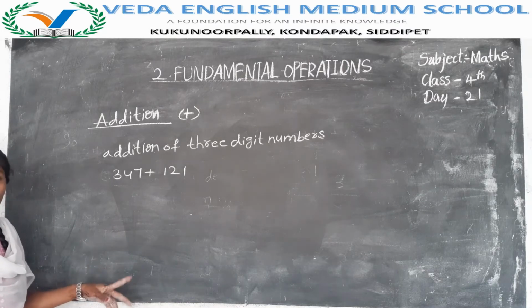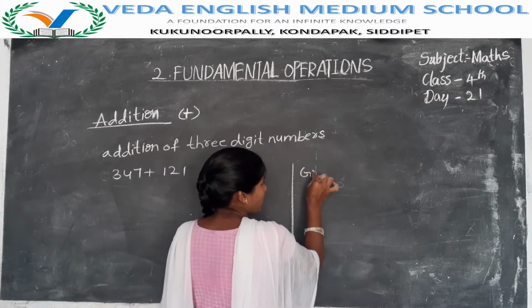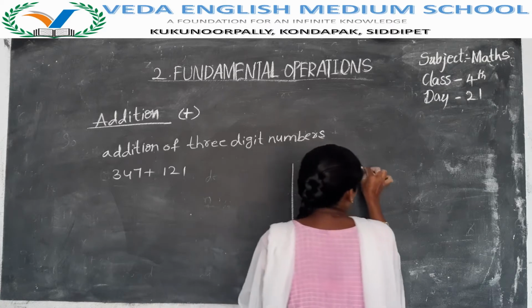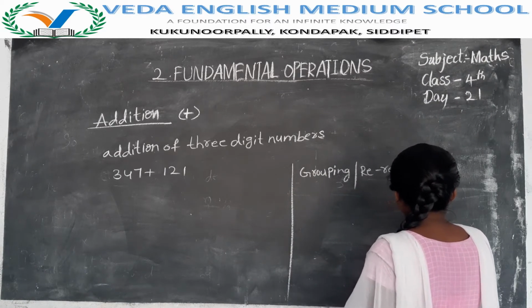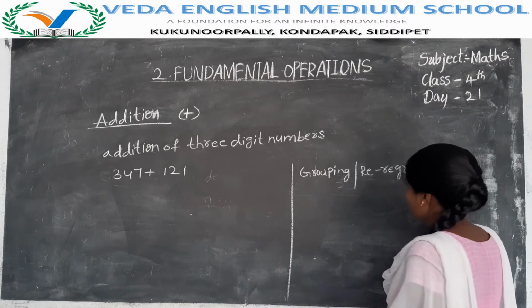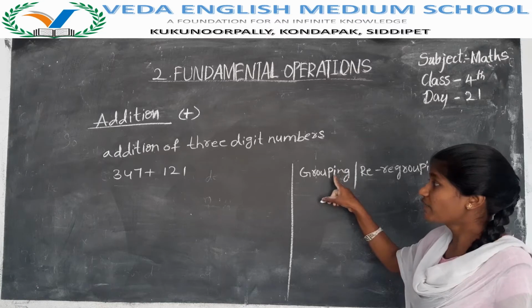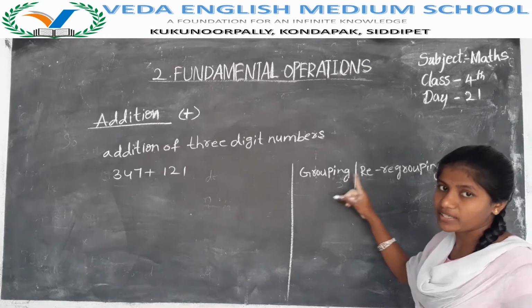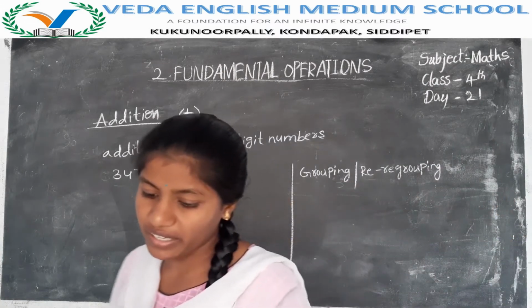Grouping and regrouping. These terms we have to use in the additions. Addition of 3-digit numbers. Grouping means the addition of numbers with carry, regrouping without carry. Understand? Addition of numbers with carry, without carry.